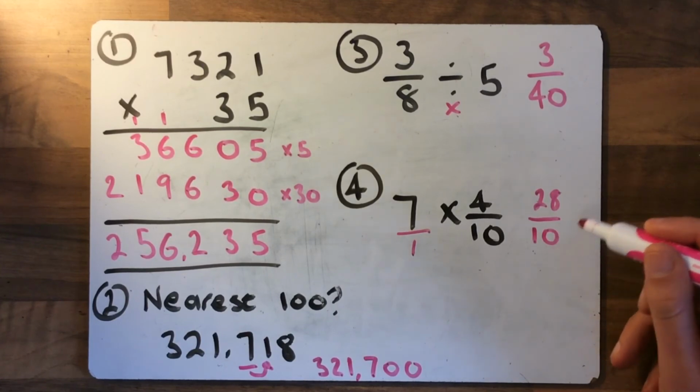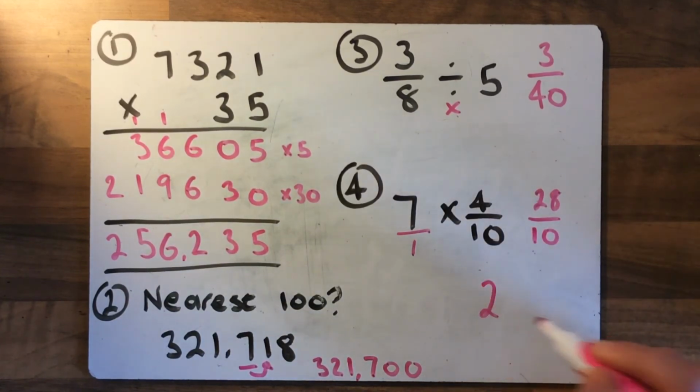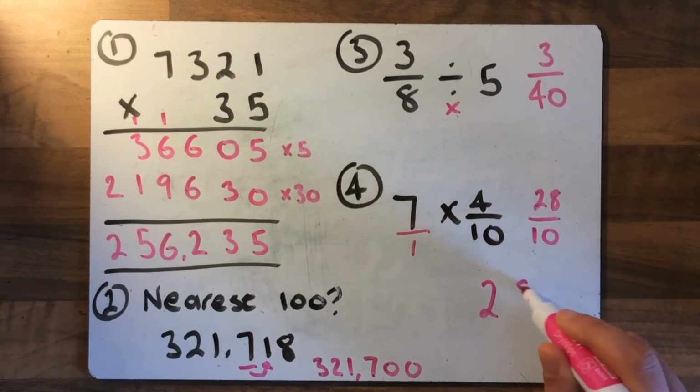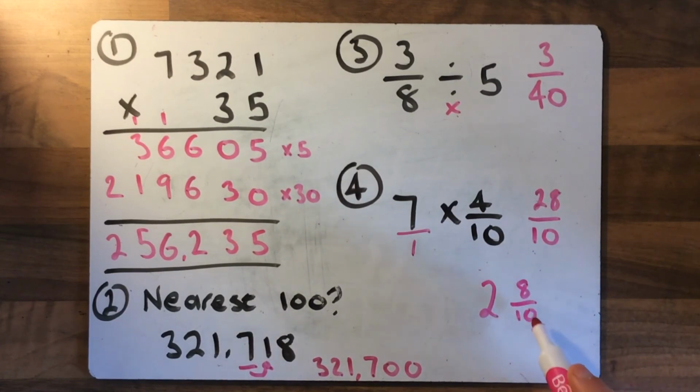How many times does 10 go into 28? It goes in 2 times. And how many is left? What's the difference between 20 and 28? Well, it's 8. Again, if you've got 2 and 8/10 as an answer, fantastic, because you're right as well.